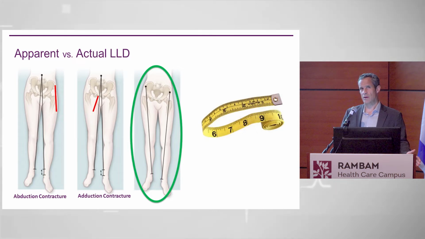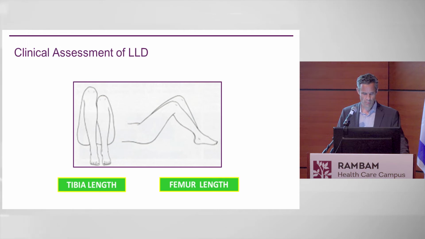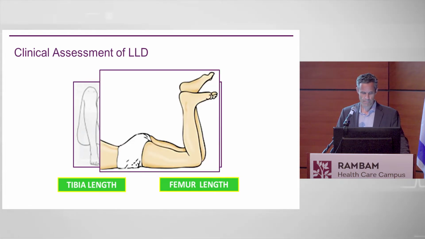A lot of this we don't do anymore because we have good x-rays on the EOS scanner and can get very accurate measurements. But if you are going to do it clinically, the method on the right is the one to do, because you can see how the adduction contracture can make a leg appear shorter than it actually is. You can also have the patient lie on the exam table, and then you're able to better differentiate the tibia length from the femur length. And also prone exam is helpful as well.